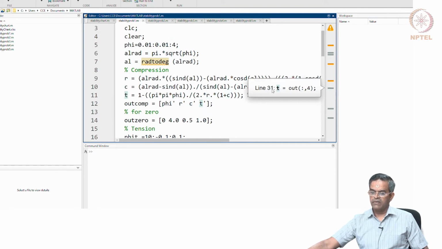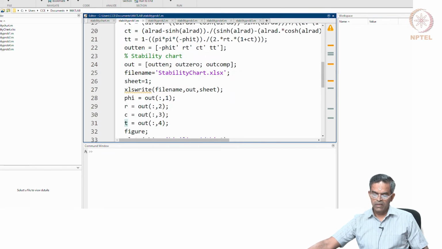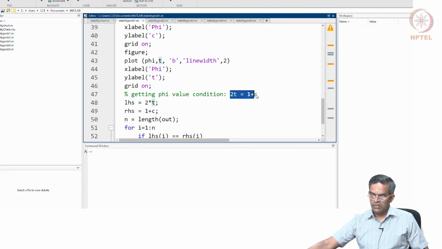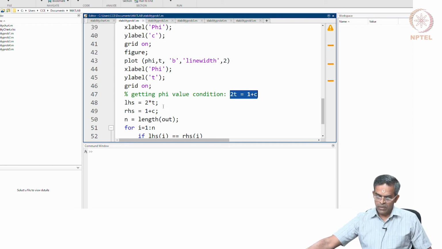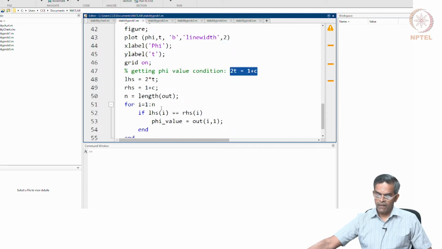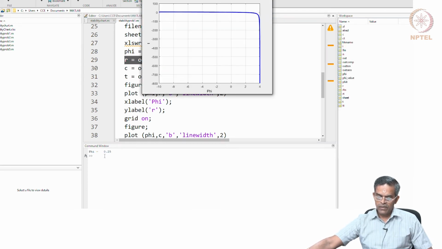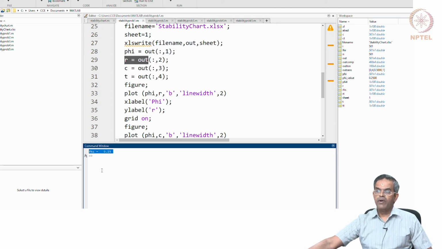This is an equation we have already derived, you know this, and the chart is also prepared. Then further, friends, we have a control equation which is the characteristic equation for this problem, 2T minus C is 1. So, a program is written to equate and find a specific phi value from the output file which is generated, to satisfy this equation. So, this program is now run. It gives me the phi value, please see on the screen, 0.25.